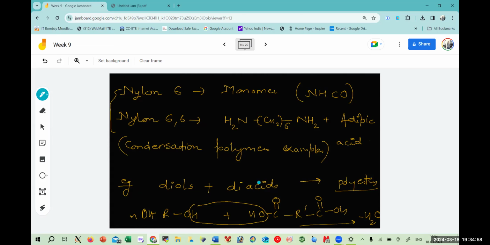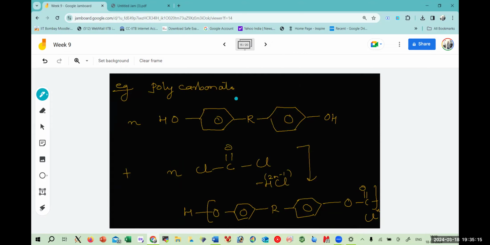If you need polyester, the ester group is nothing but C double bond O and OR. So you need to take a diol and a diacid. Here also the small molecule eliminated is water, and you end up with an ester. Similarly, if you want to form a polycarbonate, this is the process of making different kinds of polymers with different functional groups, with the loss of small molecules.